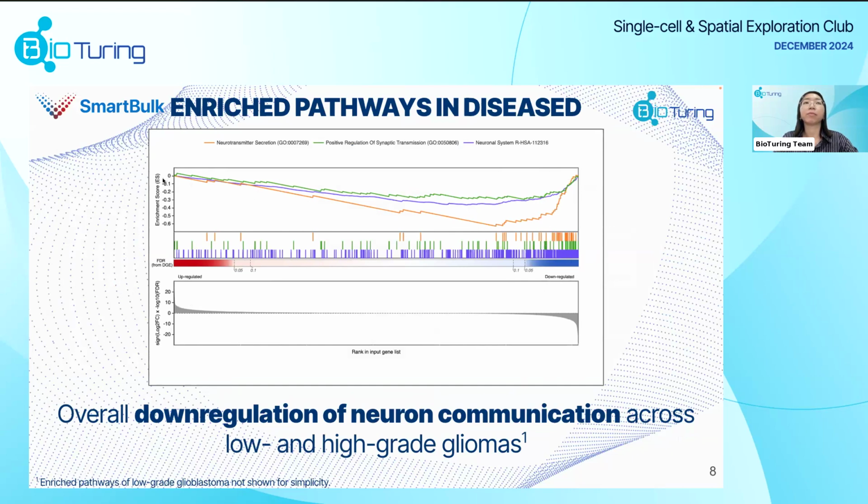You can interpret this graph as all three of these pathways being downregulated in our high-grade tumor. The pathways are related to neuron functions, such as neurotransmitter secretion, positive regulation of synaptic transmission, and neuronal system. Overall, I see the same pattern across my high-grade tumor and my low-grade tumor: a downregulation of neuron communication across both grades of the gliomas.